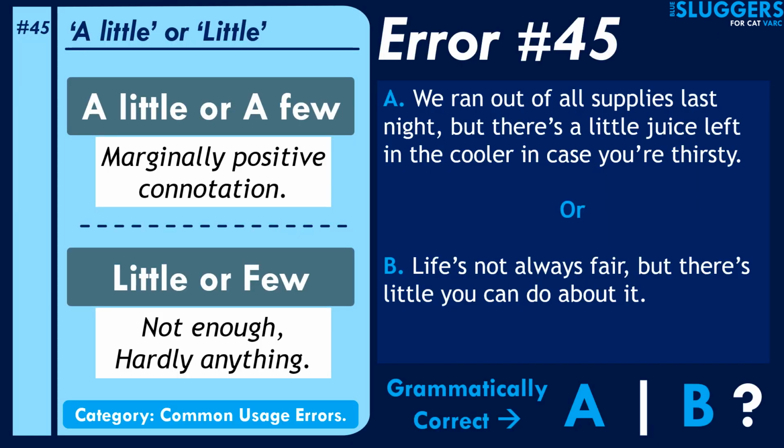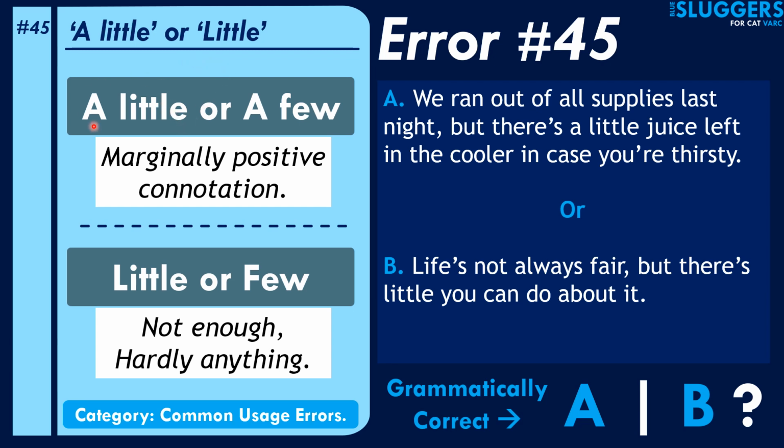So with error number 45, guys, we are moving on to the category of common usage errors. The first common usage error we are catering to is the usage of 'a little' and 'little'. People often end up using these terms interchangeably, when in fact the meanings delivered by these terms are kind of diametrically opposite in a sense.